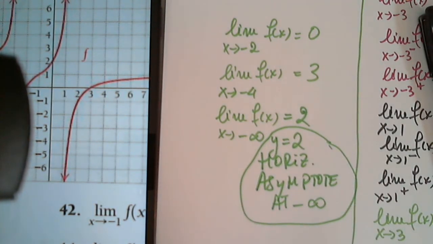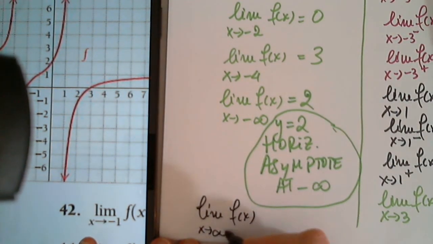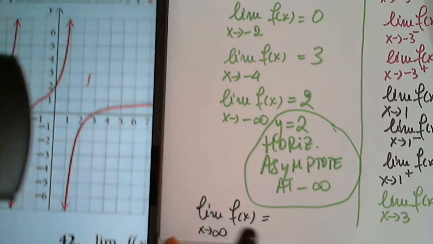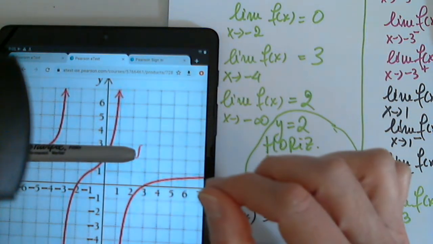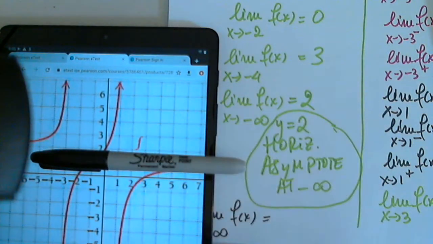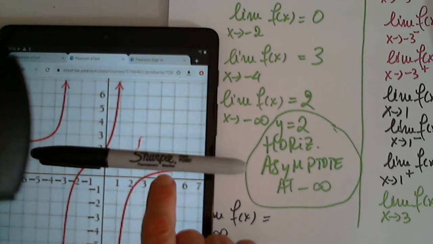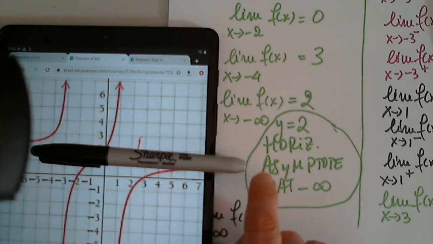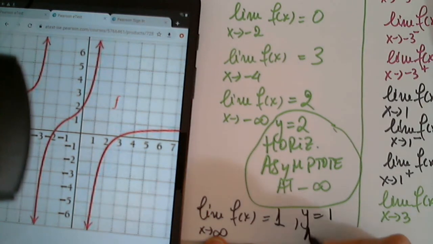Okay, we have one more. Limit of f of x as x approaches infinity. As you see, on this side, the horizontal asymptote is y equals 2. But on this side, the horizontal asymptote is 1. As x approaches infinity, function values get closer and closer to 1. So y equals 1 at infinity is the horizontal asymptote.